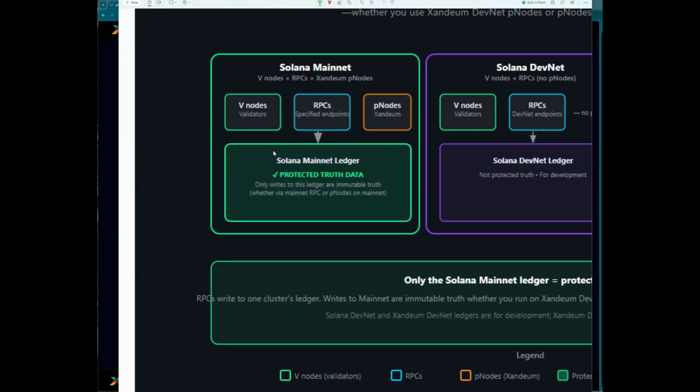But the Solana mainnet ledger is protected. It's really the only truth with Solana. Anything that records your balances, when you transfer money from a bank to Solana or you pay somebody, has to happen on this Solana mainnet ledger.